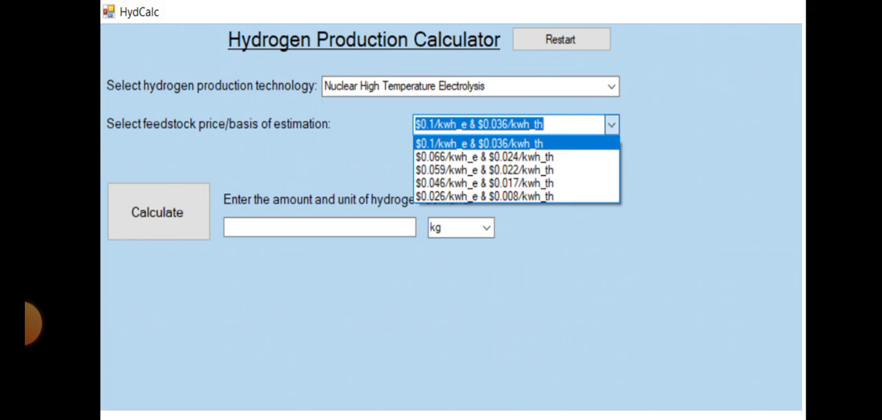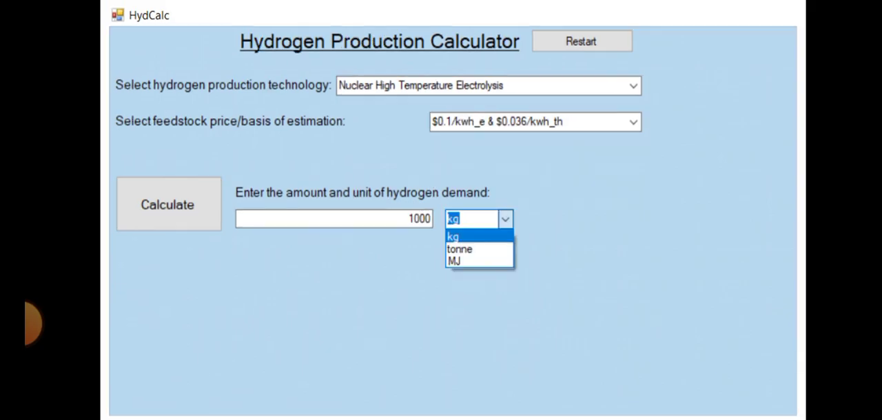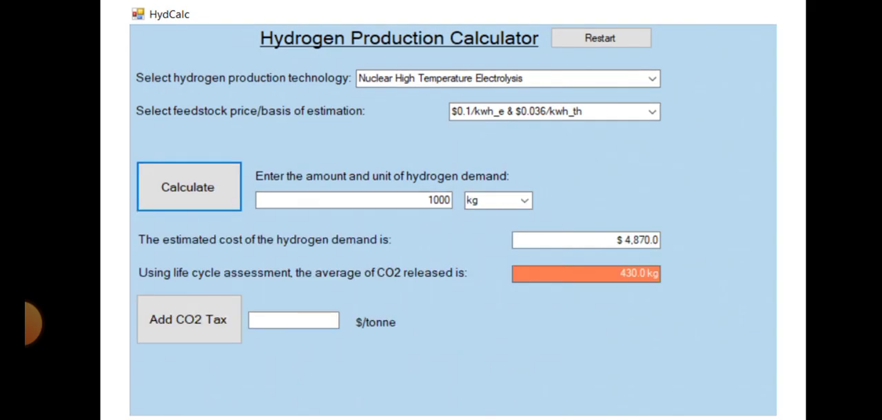I have chosen $0.1, and now we also have to enter the amount and the unit of hydrogen. It can be in kgs or in tons. I have filled in 1000 kgs. It also gives the CO2 release, and we can see that for the production of 1000 kg of hydrogen, $4,000 is required and the average CO2 release is 430 kgs.